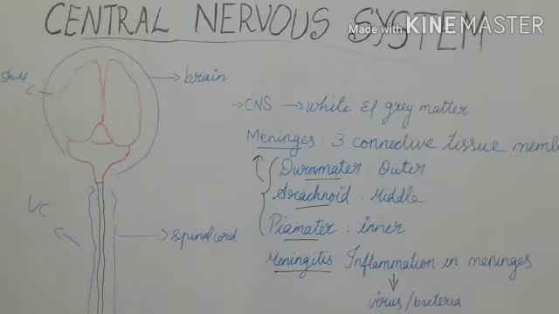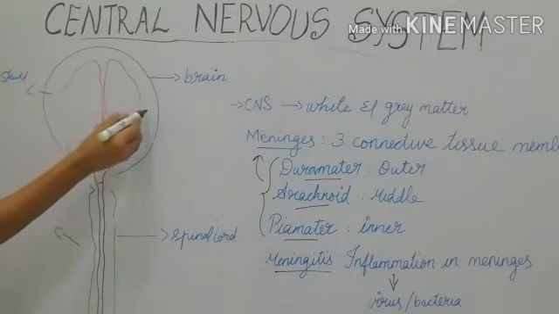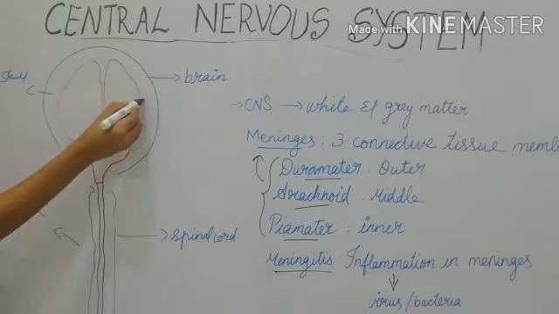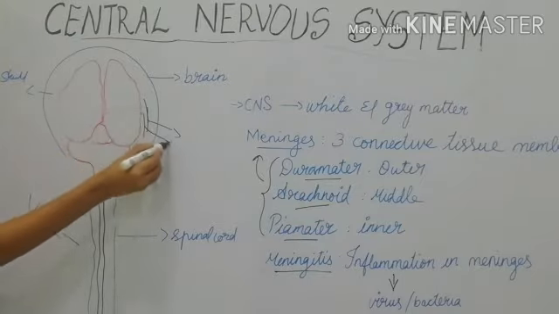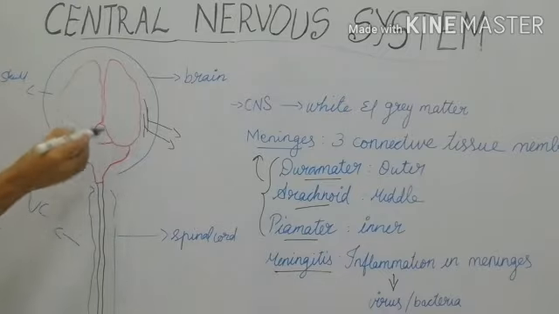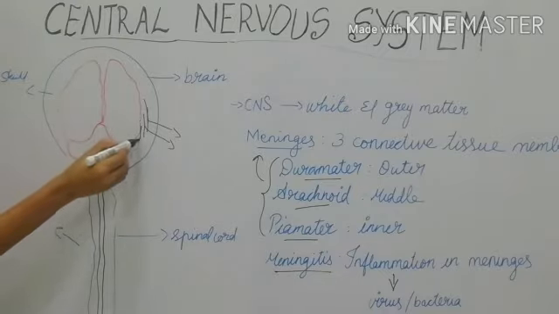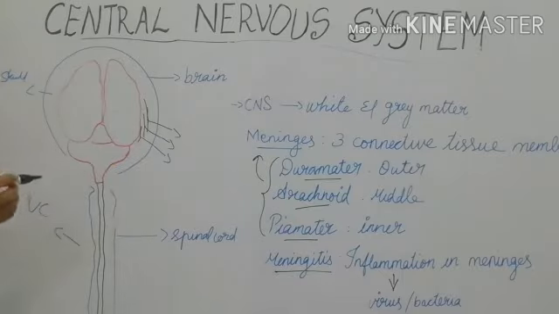And this brain is the controlling center of all body activities, and it is covered by three connective tissue membranes, which are called the meninges. The outermost membrane is called the dura mater. It will be thick. And the middle is the thin vascular membrane called the arachnoid mater. And the innermost membrane is the pia mater, and it will be richly supplied with blood. And these three membranes are together called the meninges.